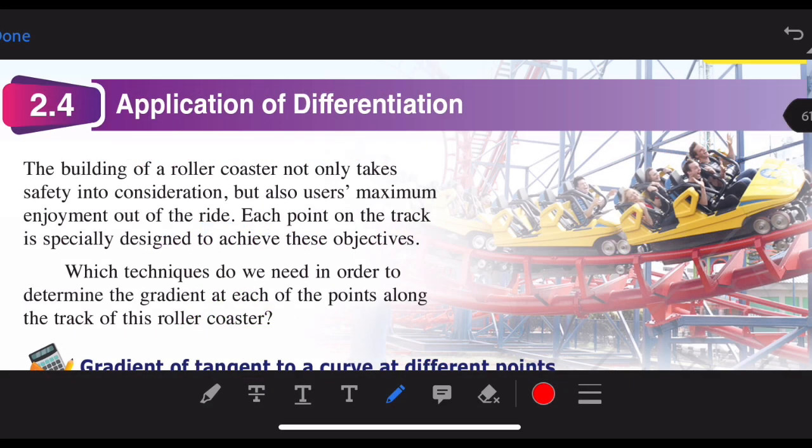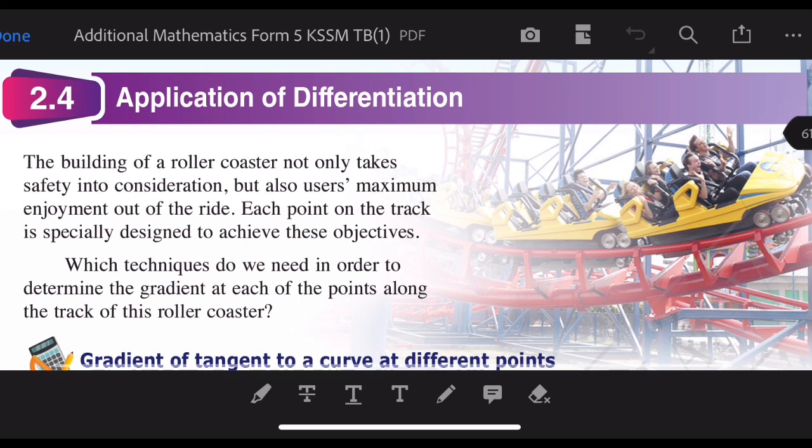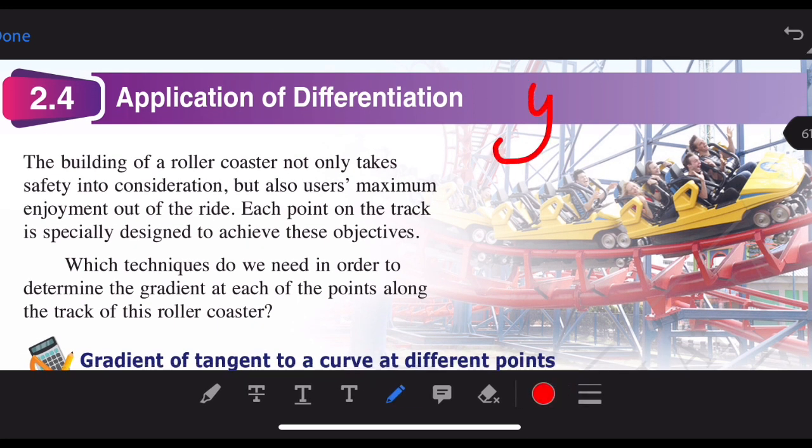Today, I would like to teach you all on application of differentiation. This topic is very, very challenging. When we talk about application of differentiation, that means you must master all the skills of differentiation. Remember, you have to know all the rules. Example, the power rule, how you differentiate where the x is.